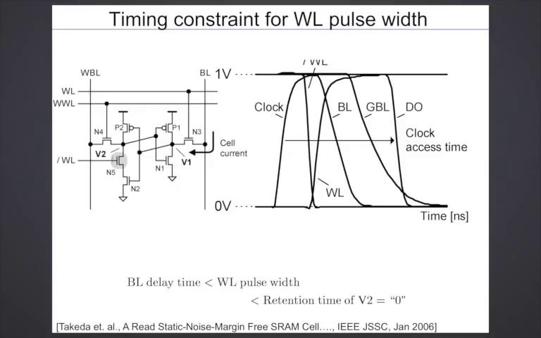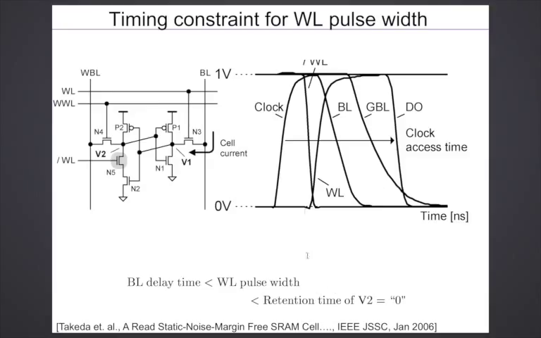So one important thing here is that if V1 was high and V2 was low, when I'm reading the cell, WL bar is low, so this is disconnected. So for that duration, V2 is floating, right? For the duration of the word line high, V2 is floating if V2 was a 0 value. So it puts a timing constraint, that is, the overall delay of the bit line should be less than the word line pulse width, should be less than the retention time of V2. So that is a constraint.